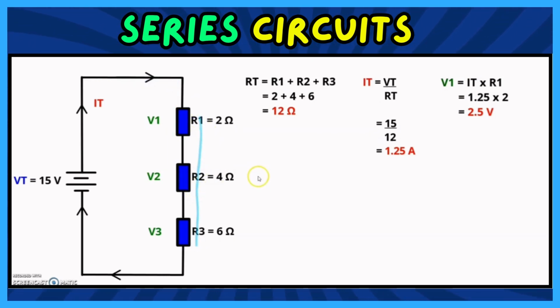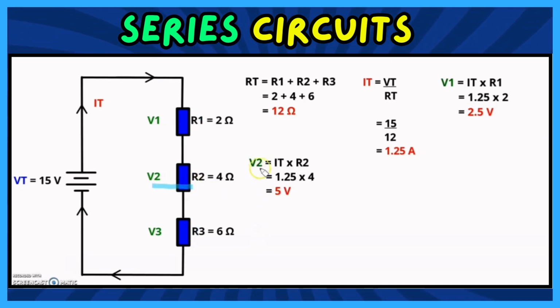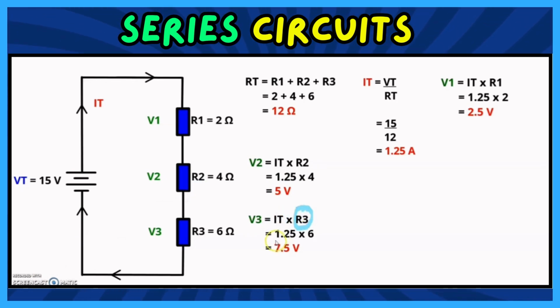The next voltage that I'm going to calculate is my voltage drop over resistor R2. That will be V2 equals I total times R2, which is 1.25 times 4, which gives me a voltage drop of 5 volt over that resistor. And V3 will be my I total multiplied by R3, which is 1.25 multiplied by 6, which gives me a voltage of 7.5 volt over resistor R3.